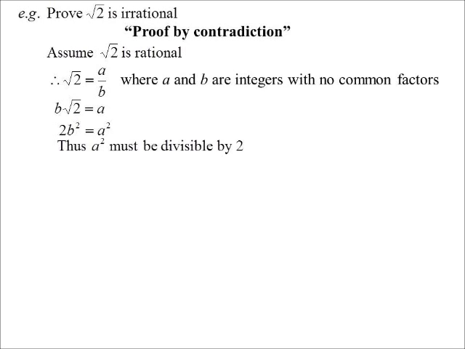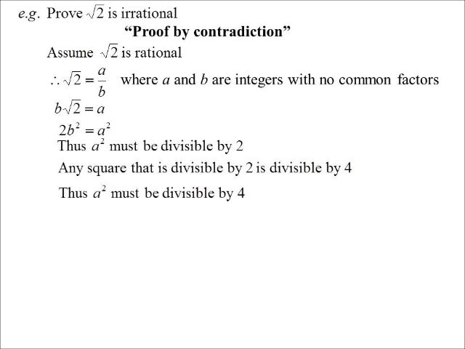But the thing about a perfect square is factors will always appear in pairs, because it's a square, times by itself. So if 2 is a factor, 4 must also be a factor. Okay? So any square that's divisible by 2 must be divisible by 4, because all of its primes will be there twice. So therefore, I know a squared is divisible by 4.